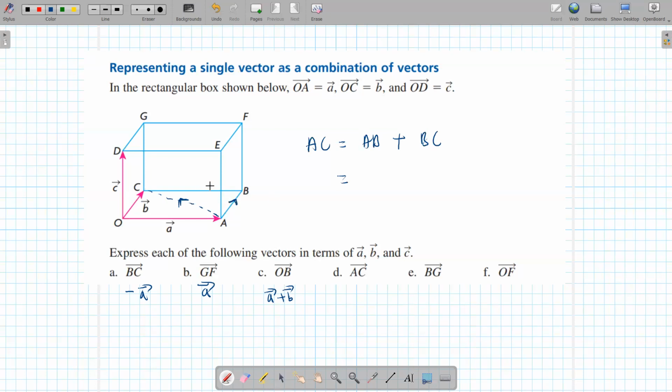This way and then this way. We know what AB is, I think. Yeah, AB is the same as B. What is BC the same as? BC is similar to OA, right? It's negative A. Yeah, exactly. So it's going to be B minus A.